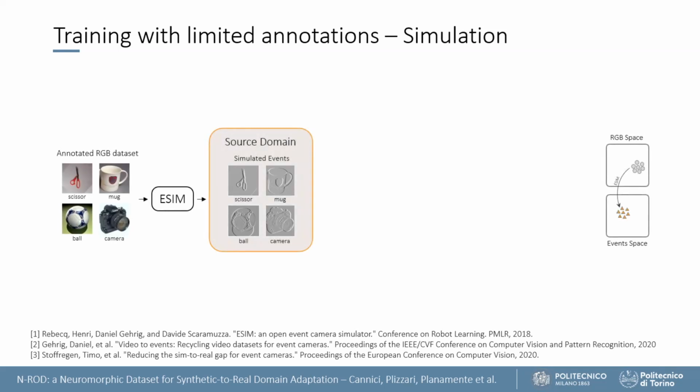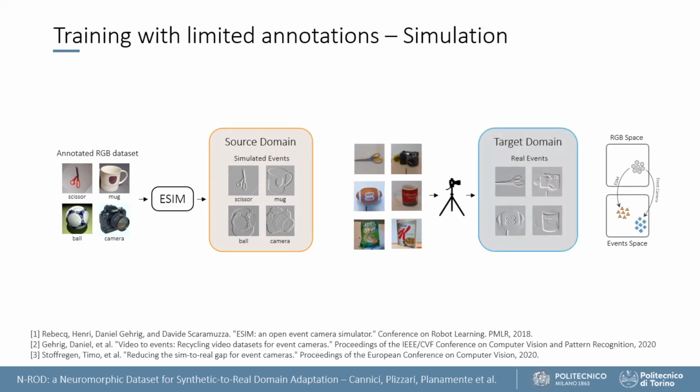A common solution to this problem is event simulation, where existing RGB datasets are converted into event streams using an event simulator. However, when the trained system must be used on a real camera, the differences between simulated events and real ones may cause the network performance to decrease on target data. This problem is known as the sim-to-real domain shift, which has been studied in previous works.